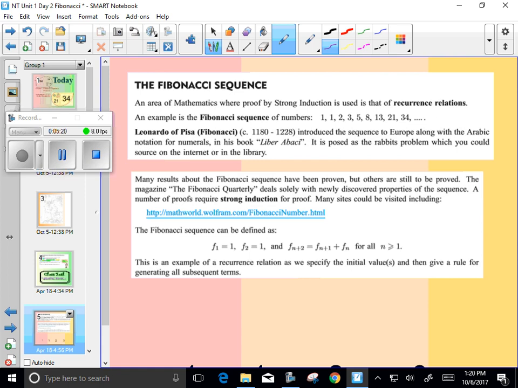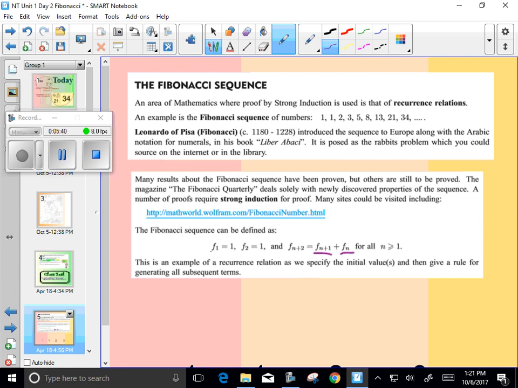So Fibonacci uses this recursion idea, and it's not chaos yet, but it's building toward it. And what he said is that if you take f(1), f(2), and f(n+2), the next one is going to be the sum of the previous two, f(n+1) and f(n).